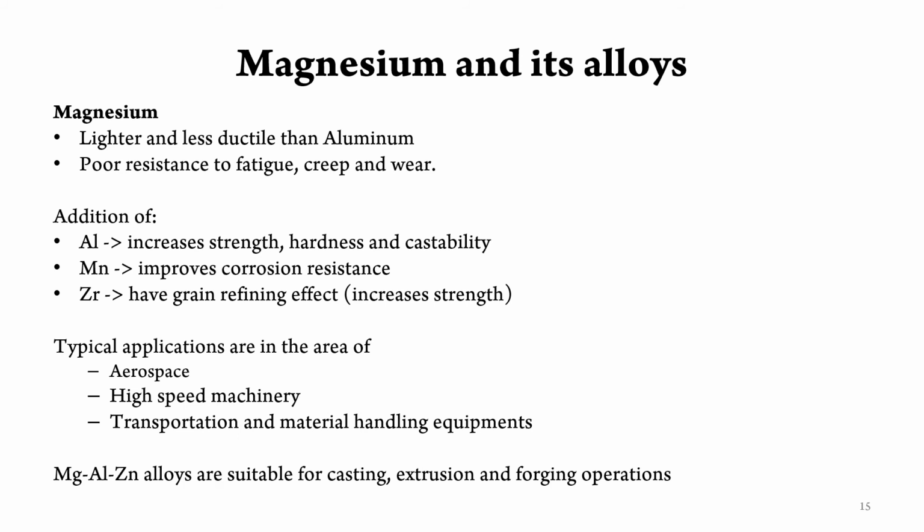So what happens when aluminum is added to magnesium? It increases the strength, hardness and castability. When manganese is added, it improves the corrosion resistance, and when zirconium is added, it refines the grain structure, which thereby increases the strength. The major applications are aerospace industry, high-speed machineries, and transportation and material handling equipments. And magnesium, aluminum, zinc alloys are suitable for casting, extrusion, and forging operations.